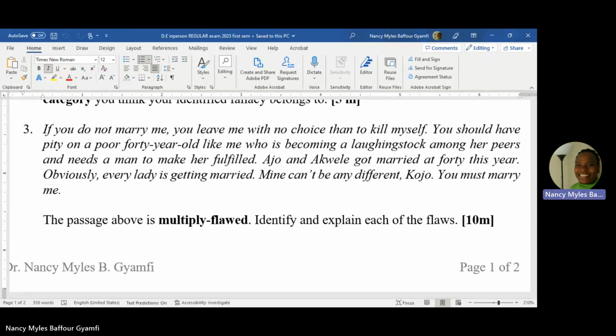Okay. Then Adjo and Aquile got married at 40 this year. Obviously, every lady is getting married. From your argument of Adjo and Aquile getting married, you conclude that every lady is married. That's hasty generalization. From 2 instances, we talk about the whole.